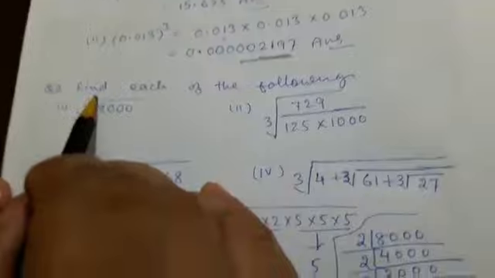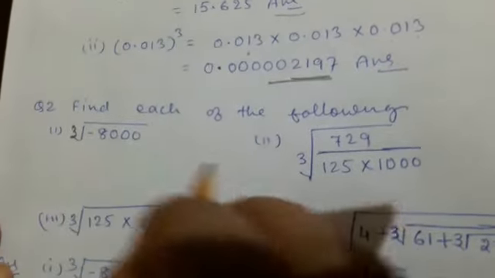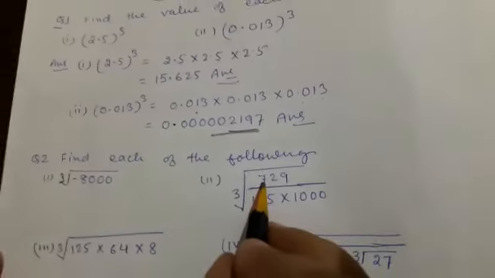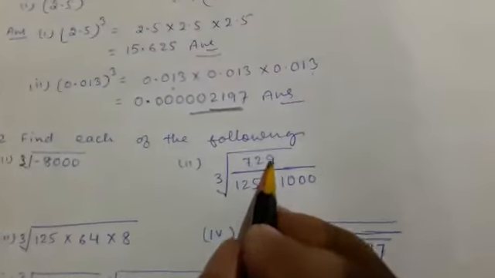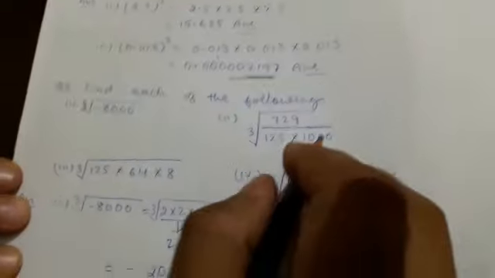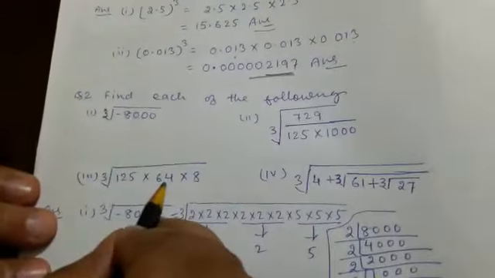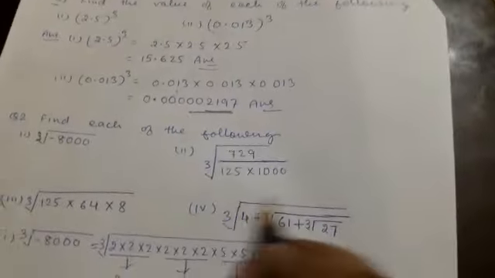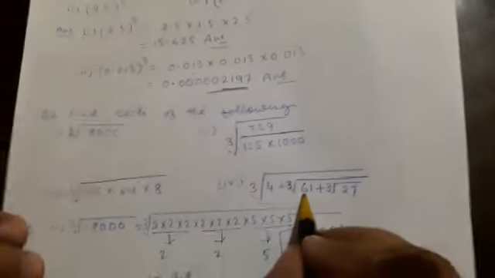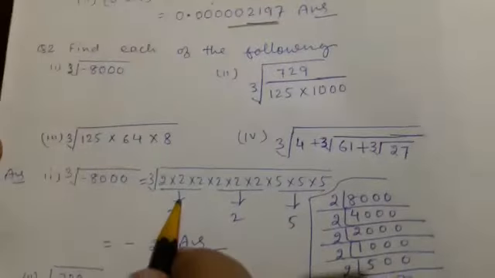Next, question number 2. Find each of the following. Here we have to find the cube root of minus 8000, and the second part, the cube root of 729 upon 125 into 1000. The third part is the cube root of 125 into 64 into 8, and the fourth one is the cube root of 4 plus the cube root of 61 plus the cube root of 27. Let us find all the cube roots of the given question.